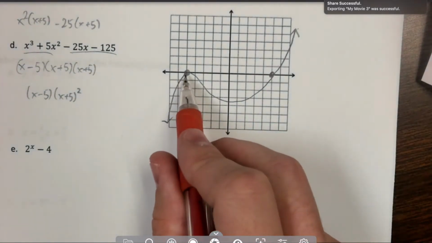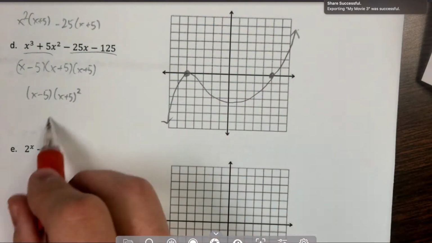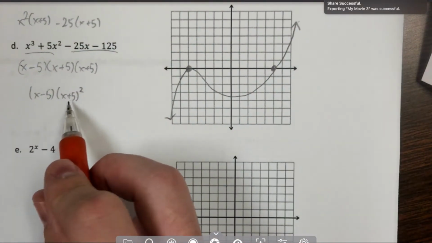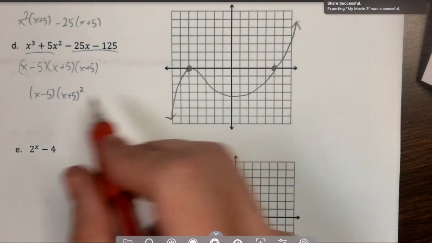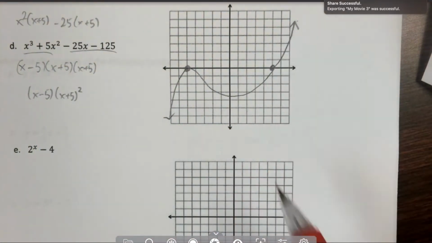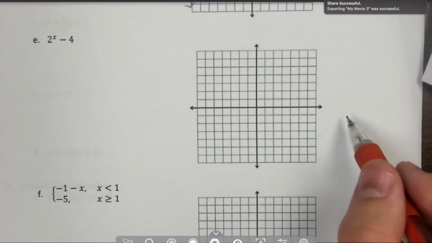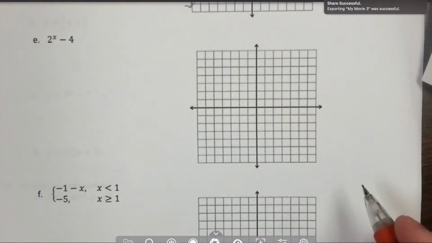Again, it bounces off negative 5, passes through positive 5. That's how our multiplicities work with our roots. Even multiplicities will bounce off the x-axis, and odd multiplicities will pass through to the other side. All right? Up next, we've got an exponential function.